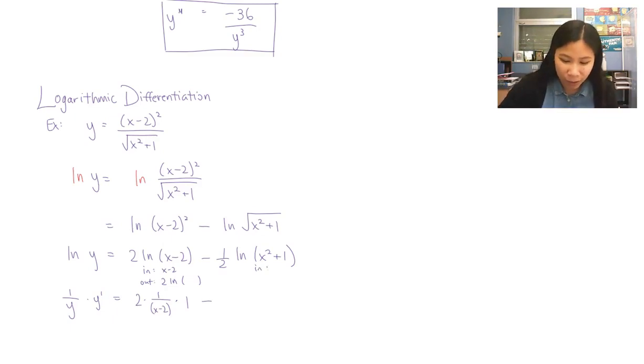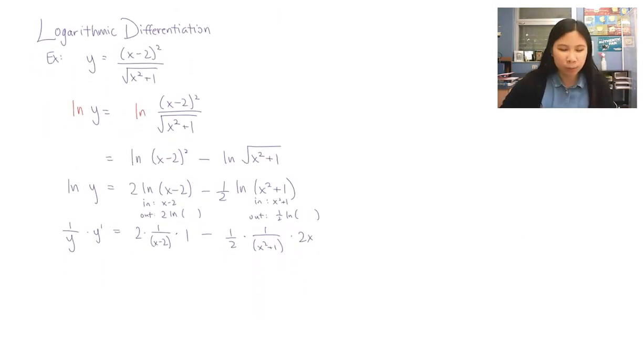again, we need chain rule because the inside is x squared plus 1. The outside would be 1/2 times the natural log of stuff. So the derivative of the outside is going to be 1/2 times 1 over the stuff, which is x squared plus 1, times the derivative of the inside. So for x squared plus 1, the derivative is 2x.